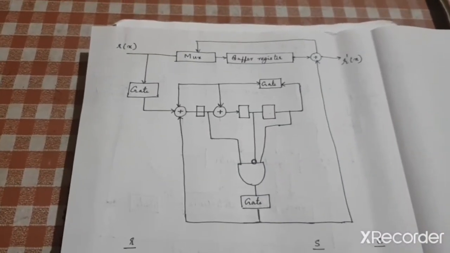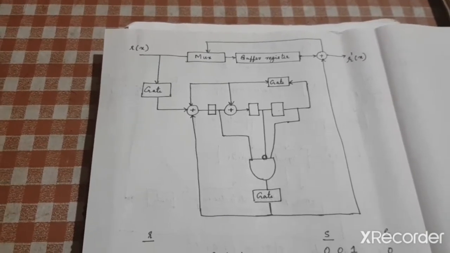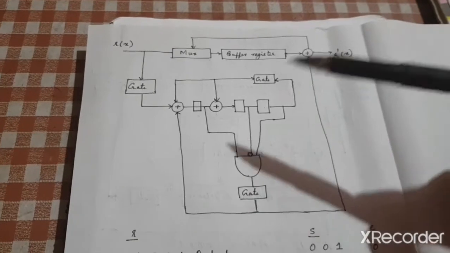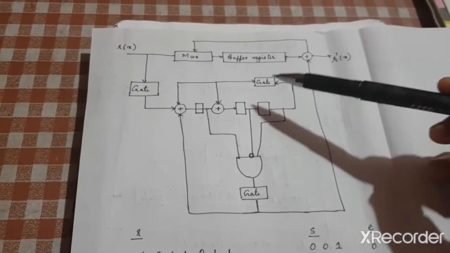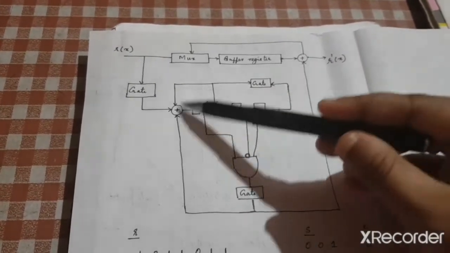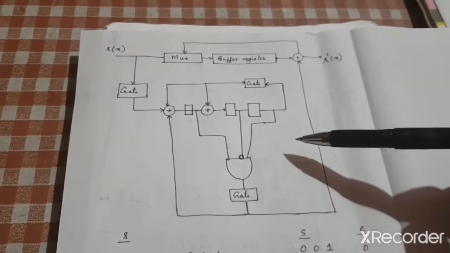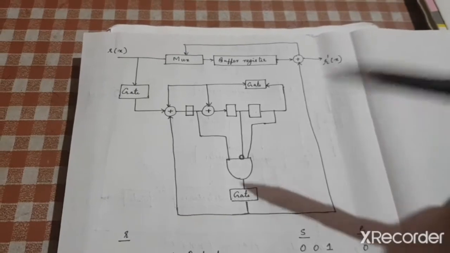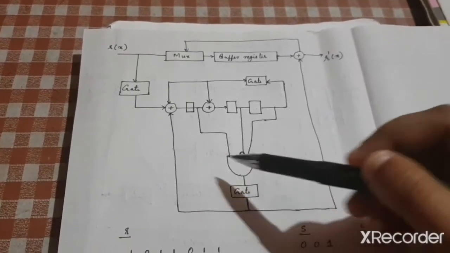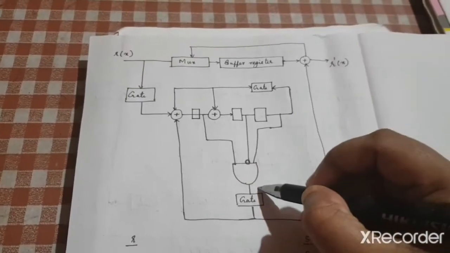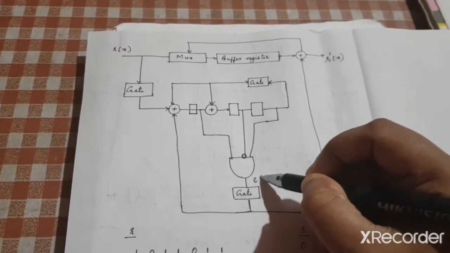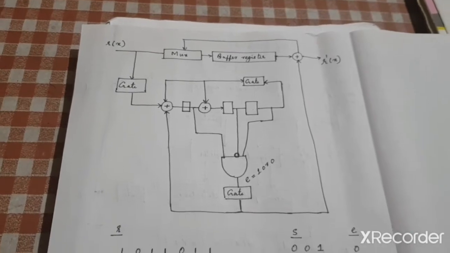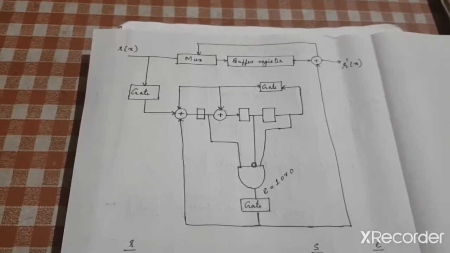This is your complete Meggitt decoder setup, and as we have seen in the general diagram, we have the buffer register, the syndrome computation circuit for 1 plus x cube, and this combinational logic circuit for computing the error. With this circuit you will get the error E, which is equal to 1 or 0, as I told you earlier. Now let's see how this is working.